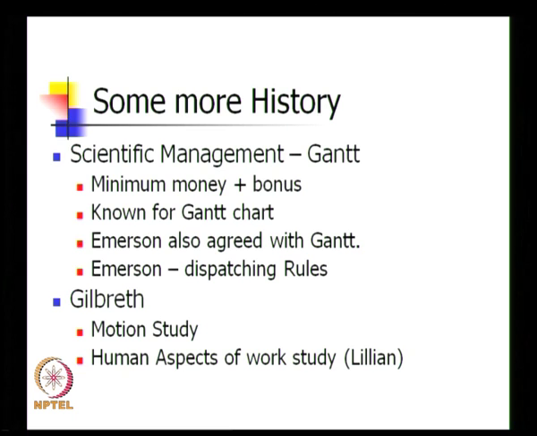We have also written down the names of some eminent people who were involved in this thinking. Gantt, who is otherwise famous for the Gantt chart in scheduling, as well as Emerson, who is famous for the dispatching rules. They believed that a certain minimum money should be given to the worker and the better performing ones should get a bonus. Then it moved to time and motion study to try and understand how people do the various jobs, as well as some human aspects of work study, which are the contribution of Franklin and Lillian Gilbreth to industrial engineering.